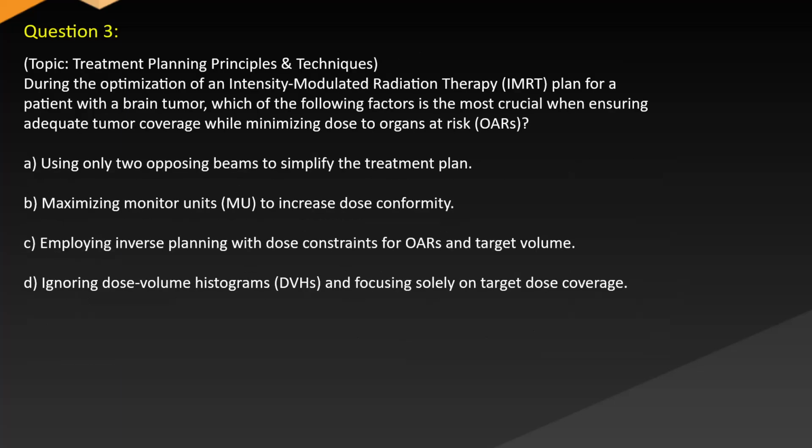Question 3. Topic: Treatment planning principles and techniques. During the optimization of an intensity-modulated radiation therapy plan for a patient with a brain tumor, which of the following factors is the most crucial when ensuring adequate tumor coverage while minimizing dose to organs at risk? A. Using only 2 opposing beams to simplify the treatment plan. B. Maximizing monitor units to increase dose conformity. C. Employing inverse planning with dose constraints for OARs and target volume. D. Ignoring dose volume histograms, DVHs, and focusing solely on target dose coverage.